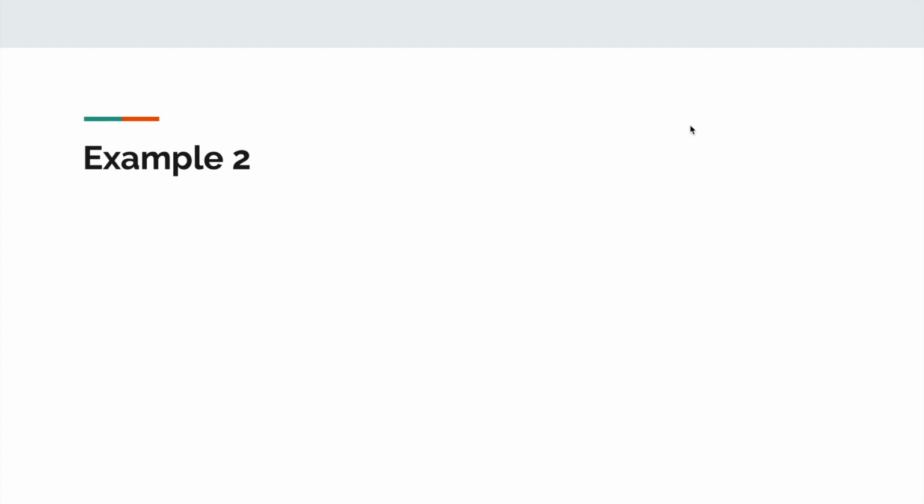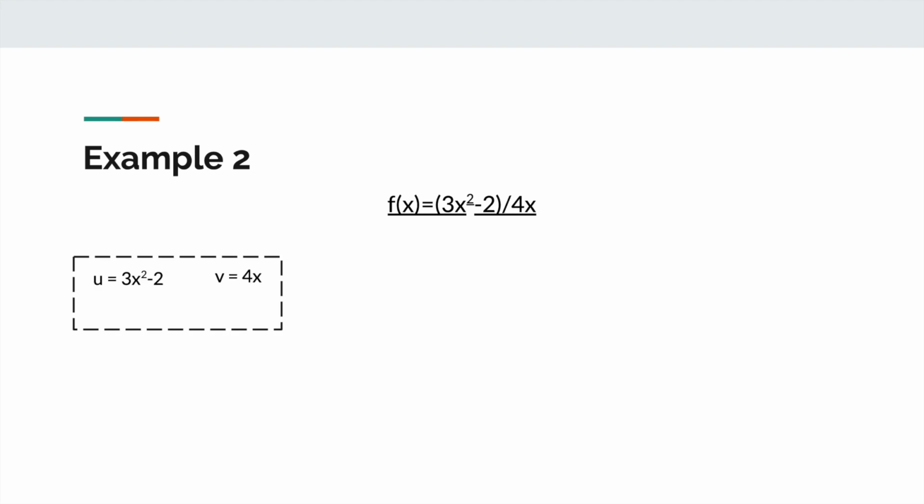A second example of the quotient rule can be used with the function f of x is equal to 3x squared minus 2 all over 4x. When we split this up into two parts, we get that u is equal to 3x squared minus 2 and v is equal to 4x. When we take the derivative of both of these, we get that the derivative of u is equal to 6x and the derivative of v is equal to 4.